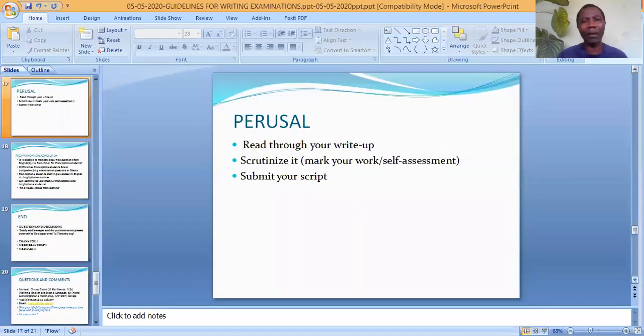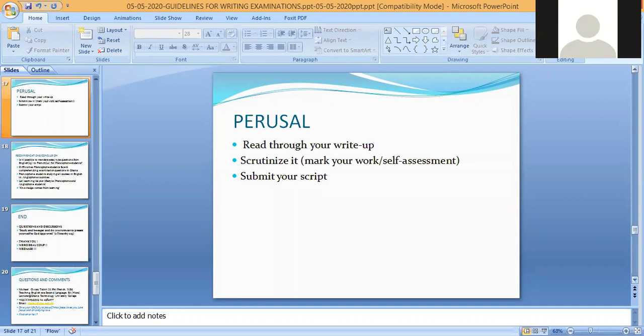And then, we said it, don't make the mistake of submitting your work without proper, rigorous scrutiny of your scripts. Don't submit your script without proper, vigorous scrutiny, analyzing your work. You need to do proper analysis. You need to assess the script, the exam, whatever you have written, before you submit.